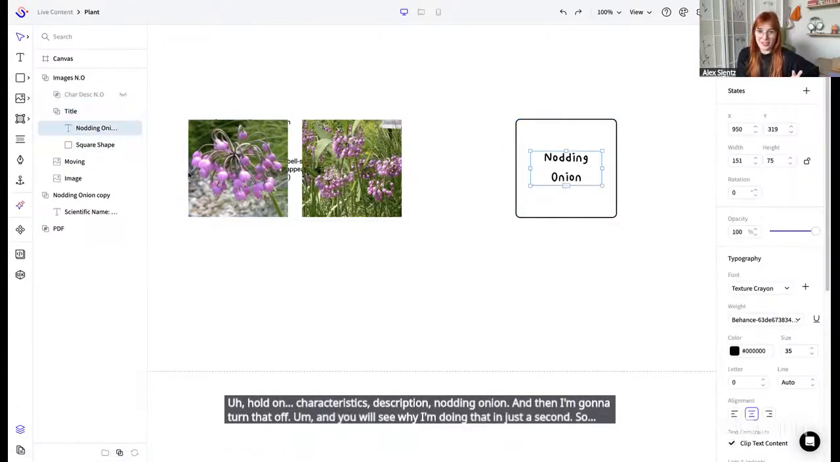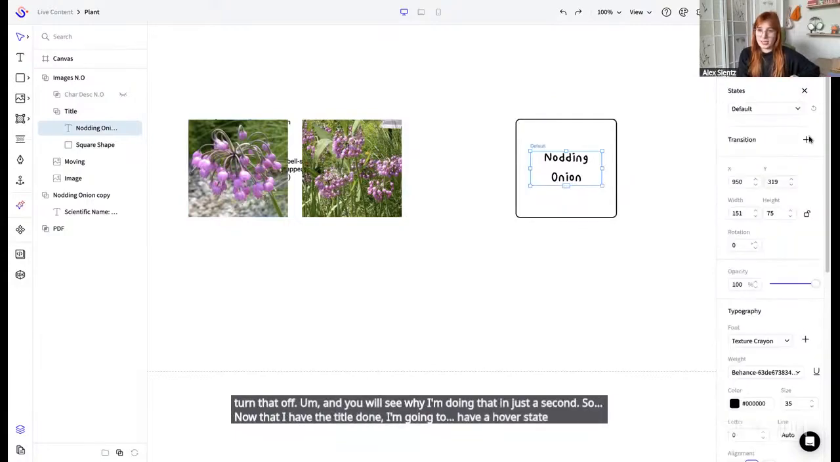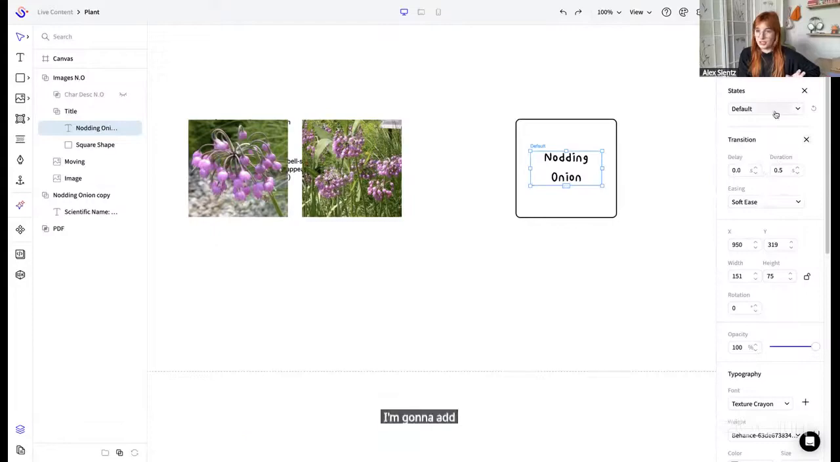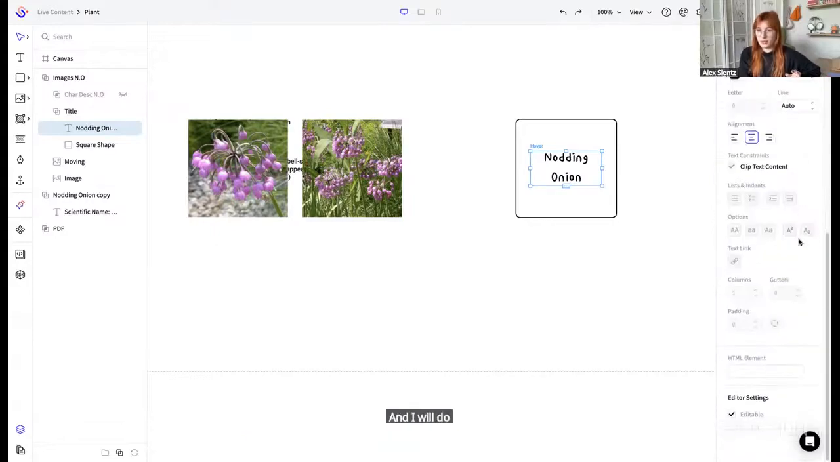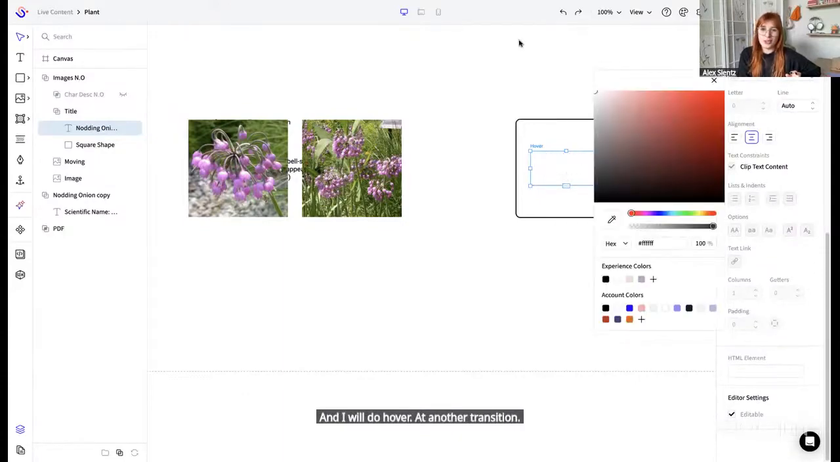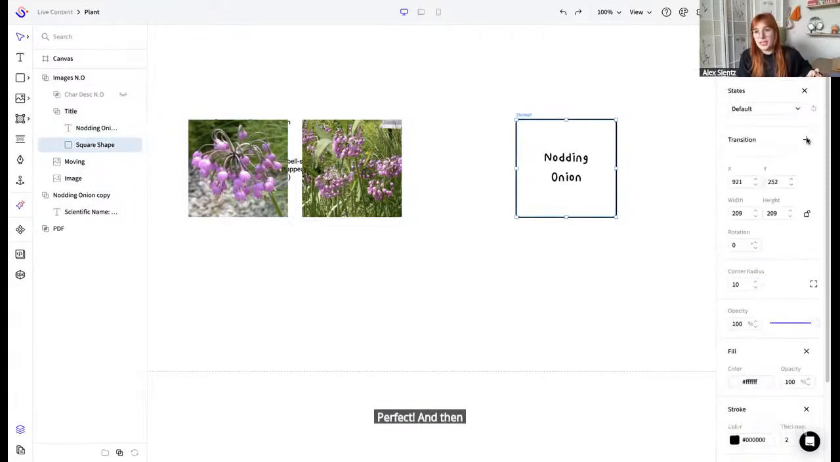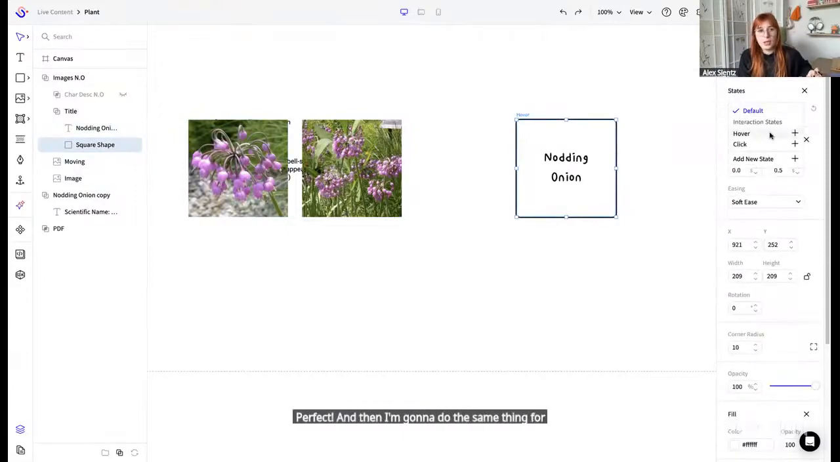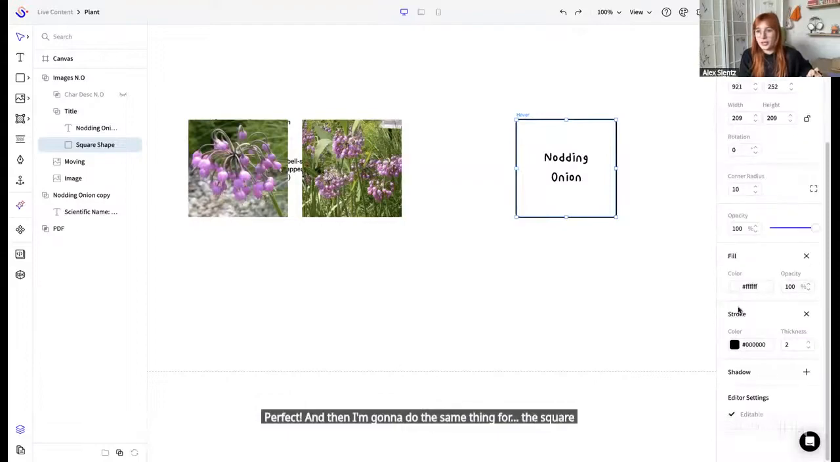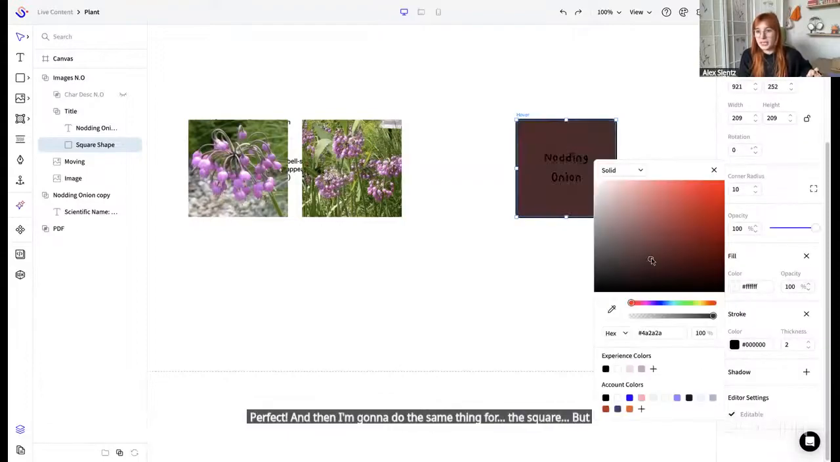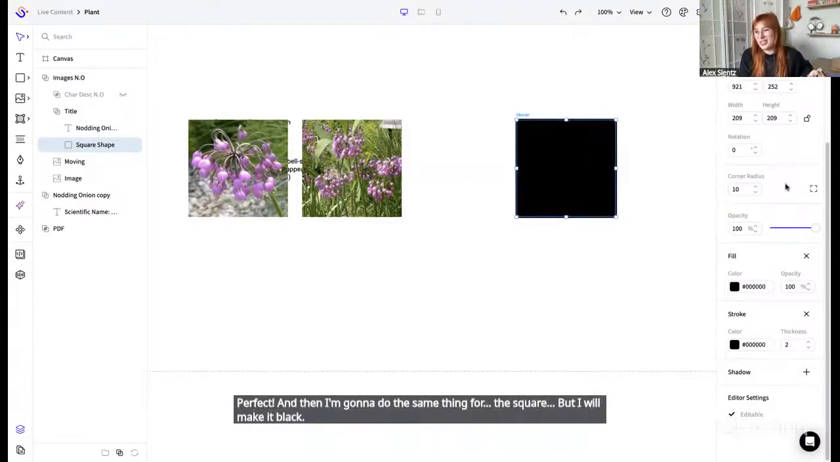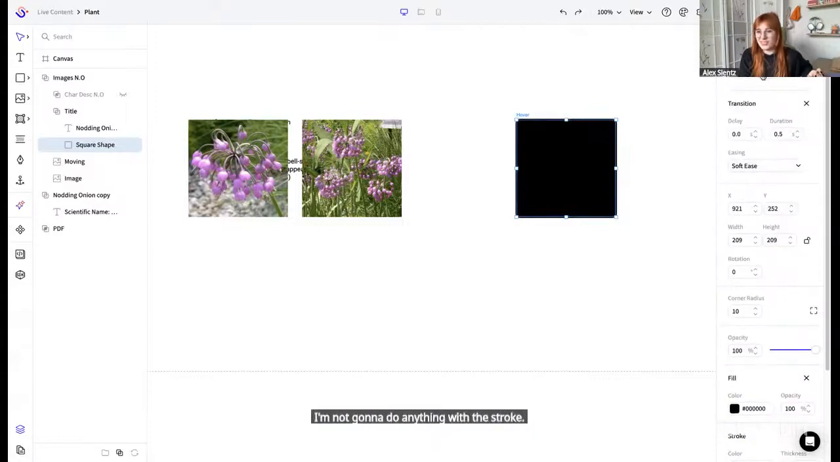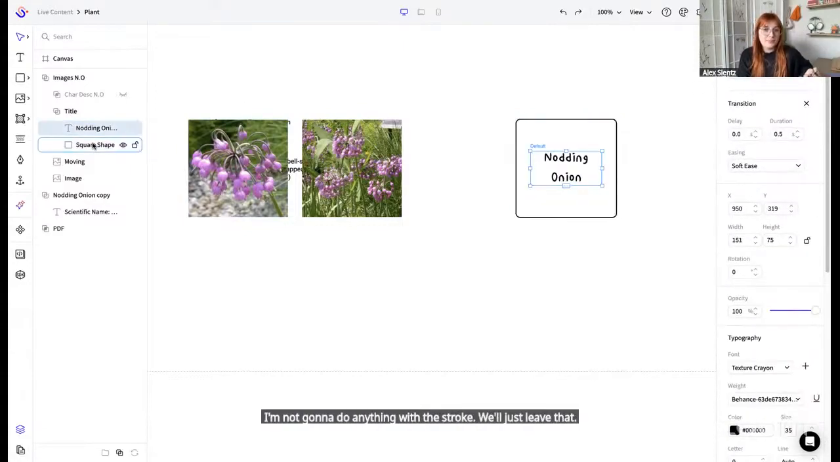So now that I have the title done, I'm going to have a hover state. So I'm going to add a state. I'm going to add a little transition, just the default transition's fine. And I will do hover, add another transition. I'm just going to change this to white. Perfect. And then I'm going to do the same thing for the square, but I will make it black. I'm not going to do anything with the stroke. We'll just leave that.